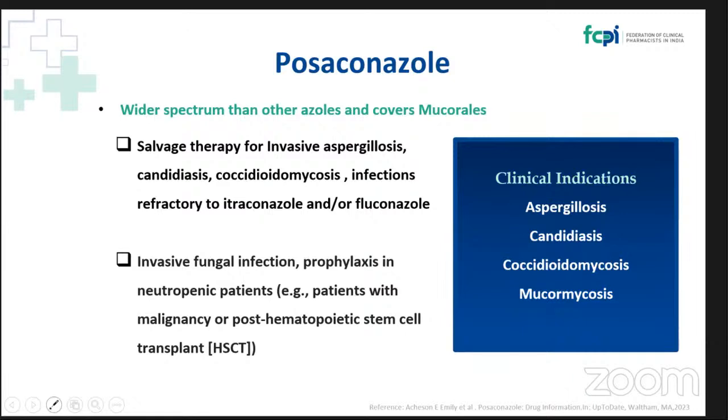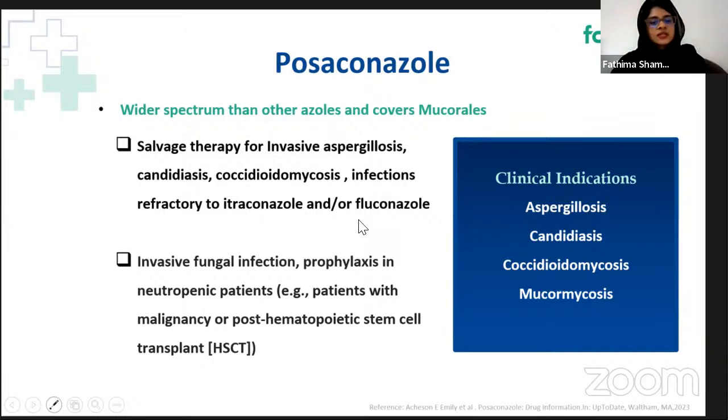Next, we have posaconazole. This also has a wider spectrum of activity when we compare itraconazole and fluconazole. It can cover Mucorales. Next, it is used in salvage therapy for invasive aspergillosis, candidiasis, coccidioidomycosis, and infections refractory to itraconazole or fluconazole. It's also given for invasive fungal infections and prophylaxis in neutropenic patients. There are other clinical indications also, for coccidioidomycosis, mucormycosis, etc.